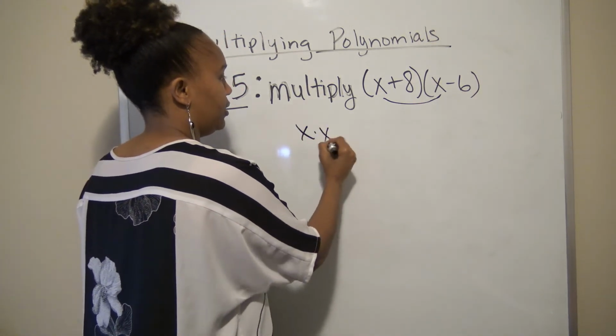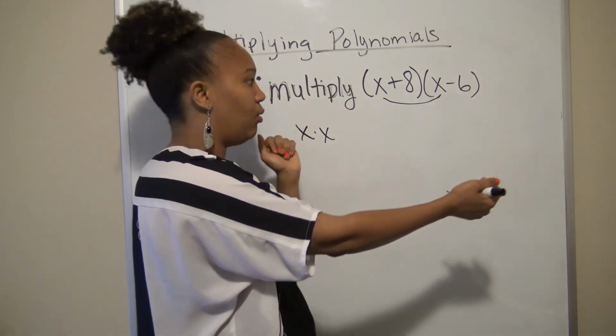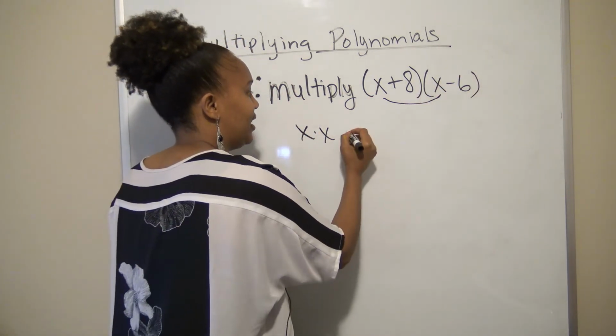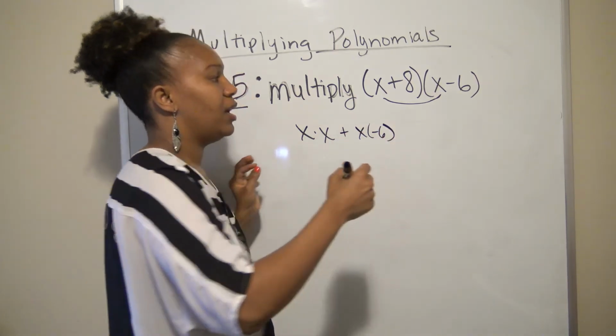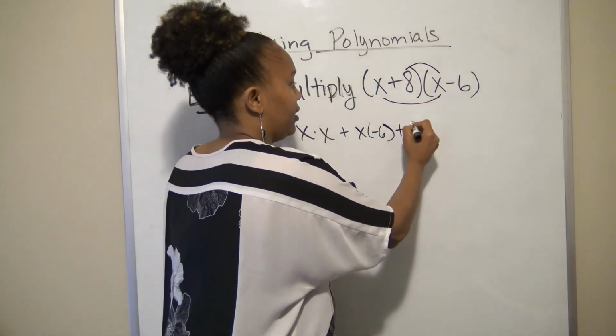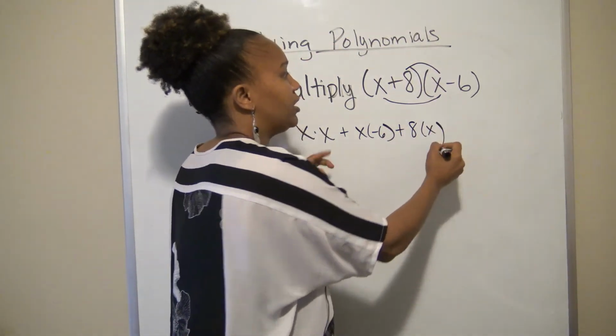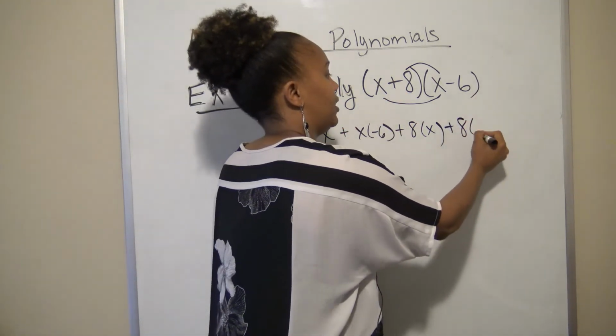So that means we're going to multiply the first 2 things in each parentheses, which is the x and the x. Then we're going to multiply the outer 2 things, the 2 things that are on the outside of the whole thing. So the x and the minus 6. So it will be plus x times negative 6. Then we multiply the inner 2 things. So the 8 and the x. And then we multiply the last 2 things in each parentheses, which is the 8 and the negative 6.